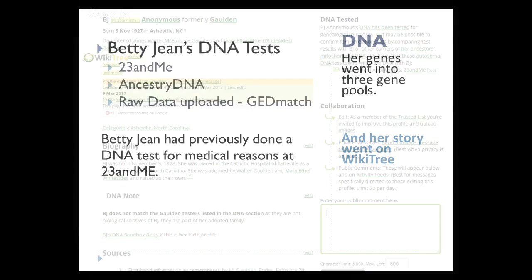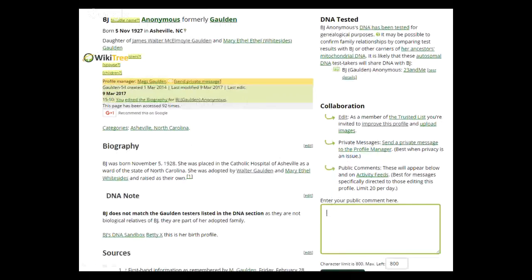So, all right, there we go. And here is Betty Jean's profile on WikiTree. You notice that her last name is formerly Galden, which means that she is related to me, in that she was adopted into my father's family. One of his uncles adopted Betty Jean, which is originally why I contacted Betty Jean and how I got involved in helping her figure out her adoption.